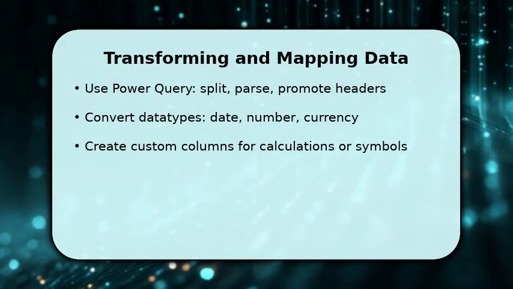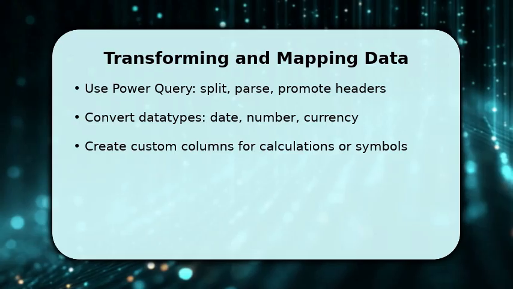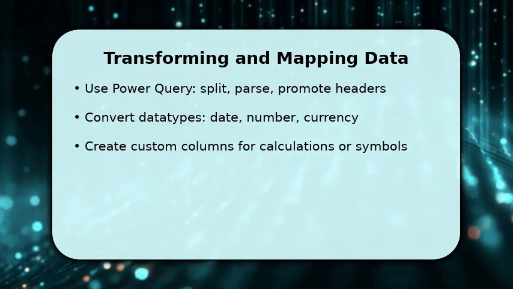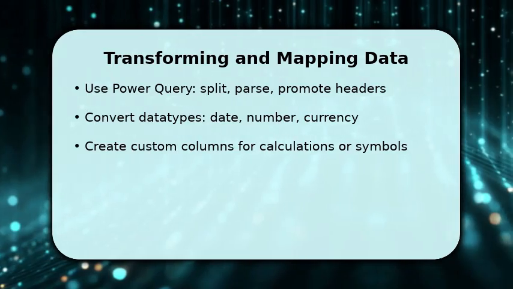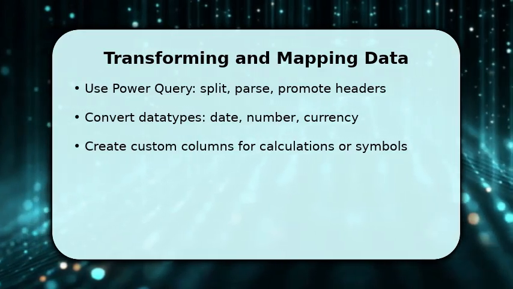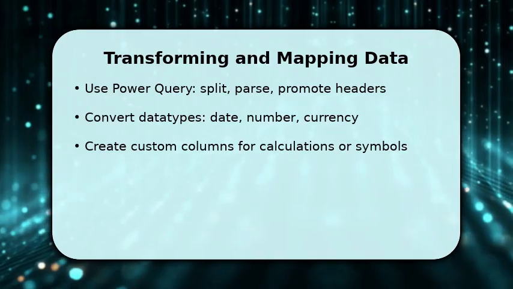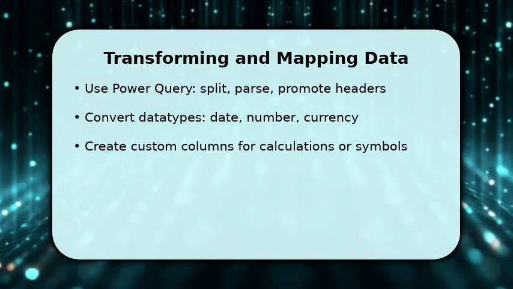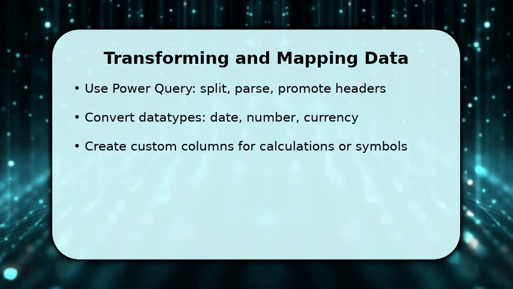You should convert columns to proper types, date, number, currency, because calculations depend on that. If you need adjusted close or percent change, add a custom column with a simple formula. Once the table looks correct, rename fields logically. Make sure to set query parameters for symbol and date so you can reuse the flow for multiple tickers.